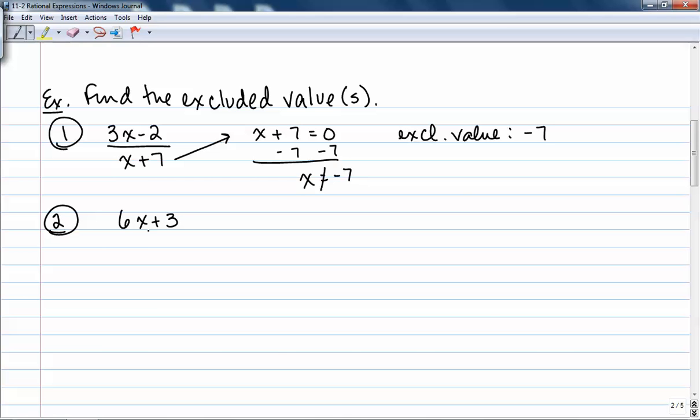Let's look at another example. 6x plus 3 divided by 4x. Again, what value of x makes the denominator of this fraction equal to 0? So let's take 4x, make it equal 0, and by dividing both sides by 4, x equals 0. So 0 is my excluded value, because x cannot equal 0.